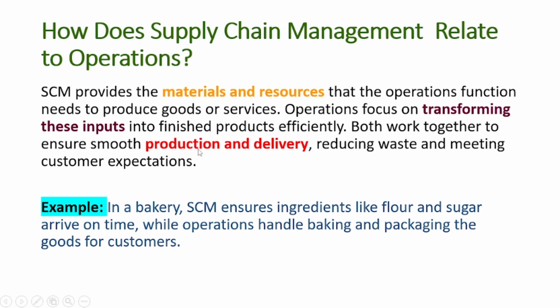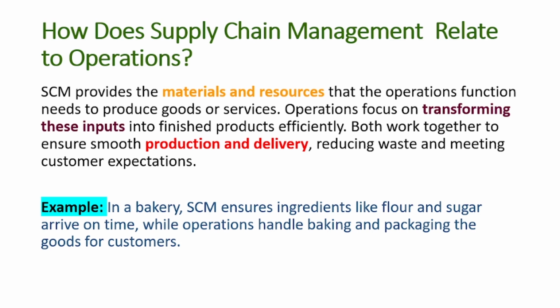Operation mainly does the production, and delivery is done with the help of supply chain, reducing waste and meeting customers' expectations. They are helping each other. If operation is not present, supply chain will not be able to happen, and if the supply chain is happening, operation will also have to help the supply chain fulfill the demand of the customer.